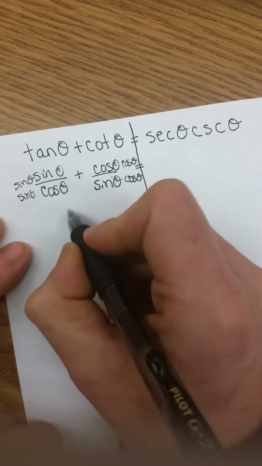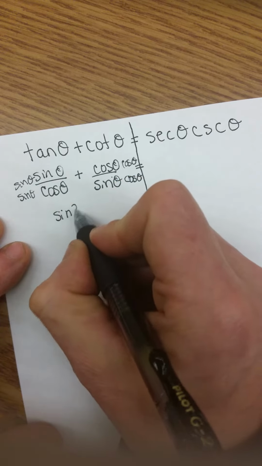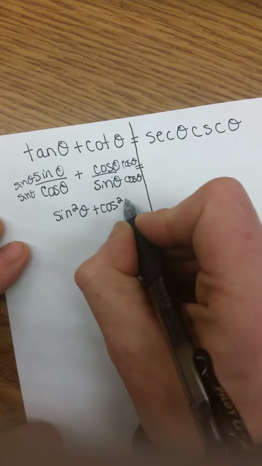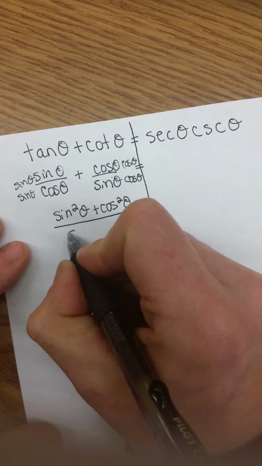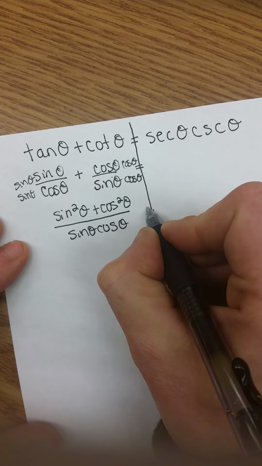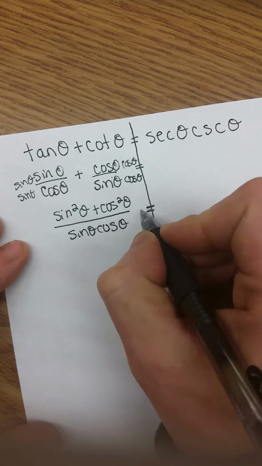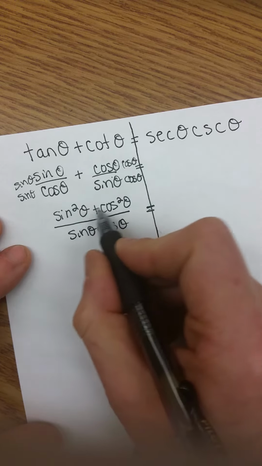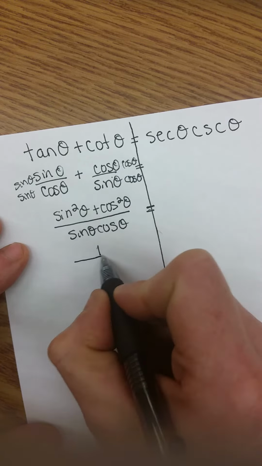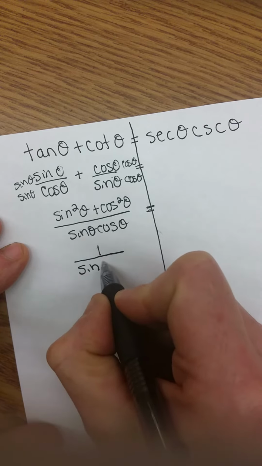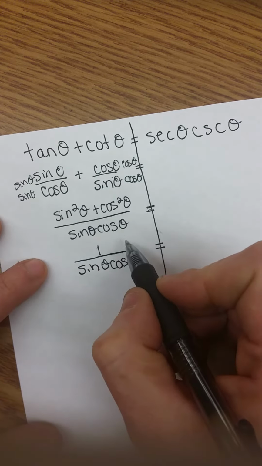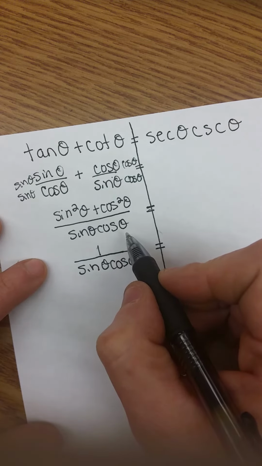So when I multiply, I get sine squared theta plus cosine squared theta all over sine cosine. Now remember, the numerator here is equal to 1, and hopefully you know that is because of the Pythagorean identity.